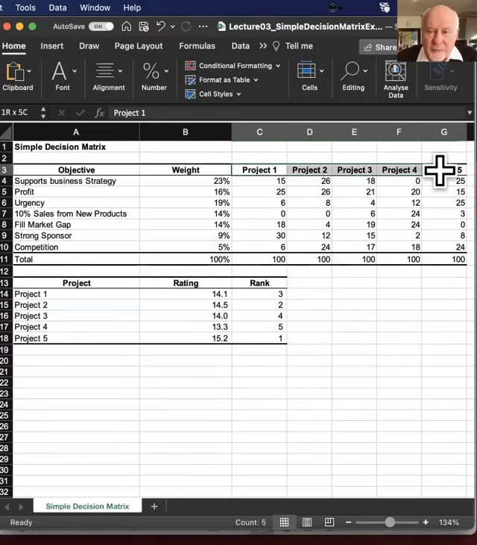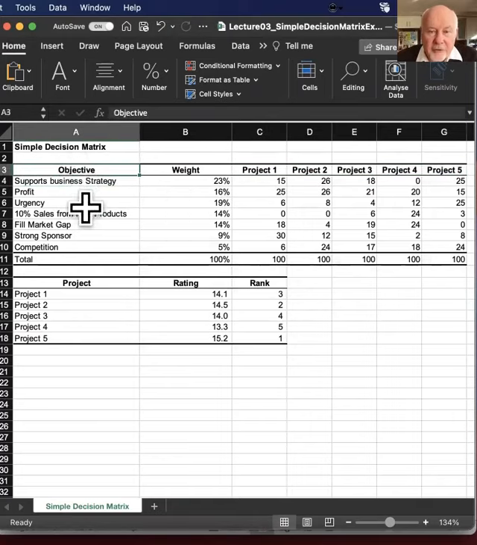So that's the columns. And then we have here in the rows, we have what are described as objectives.